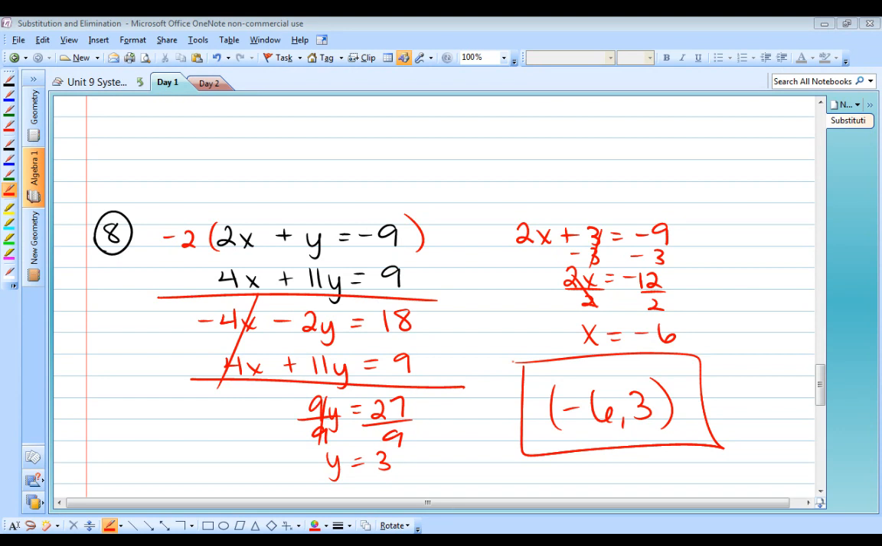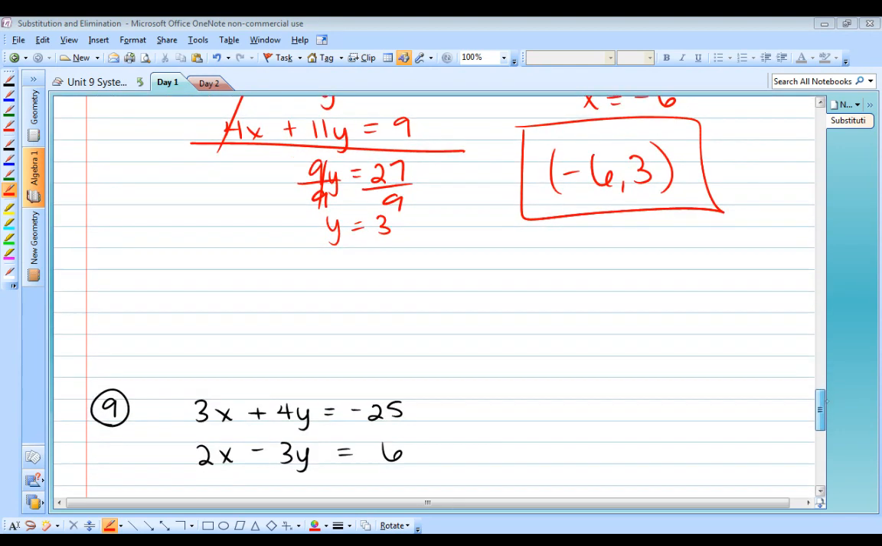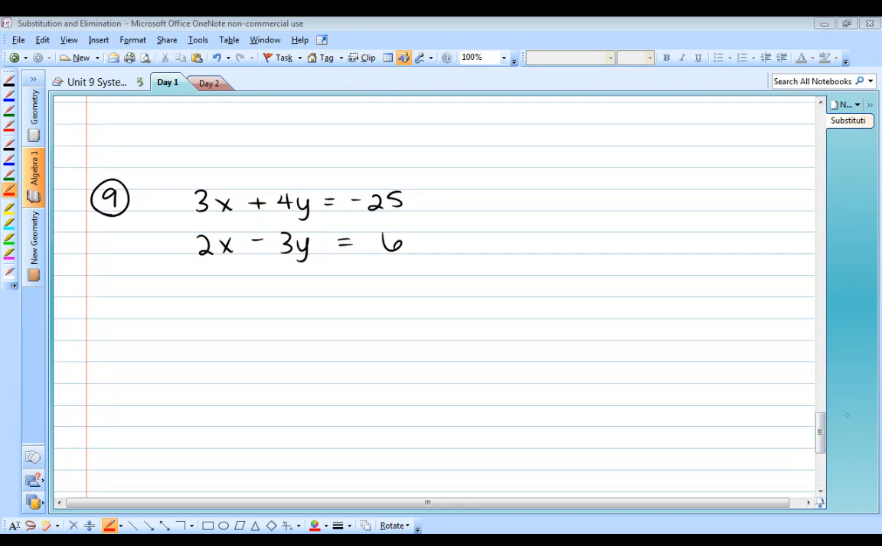Okay? So we've been lucky. We've only had to multiply one row by something to get variables to cancel out. So guess what's coming? Not so scary.